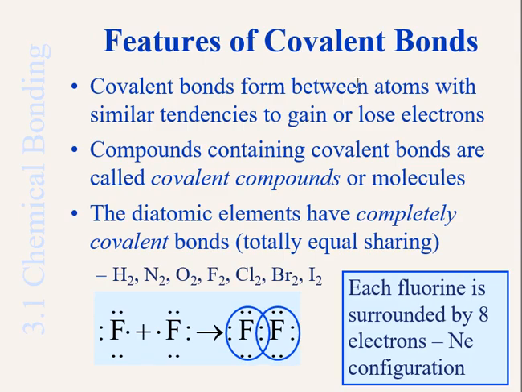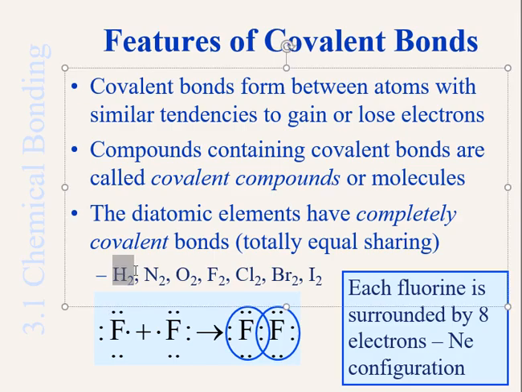Here is another example of a covalent bond. This one is also not a compound but a diatomic molecule of fluorine gas. Please memorize this list of 7 elements: hydrogen gas, nitrogen gas, oxygen gas, fluorine gas, chlorine gas, bromine liquid, and iodine vapors. Those are the 7 that form diatomic molecules.